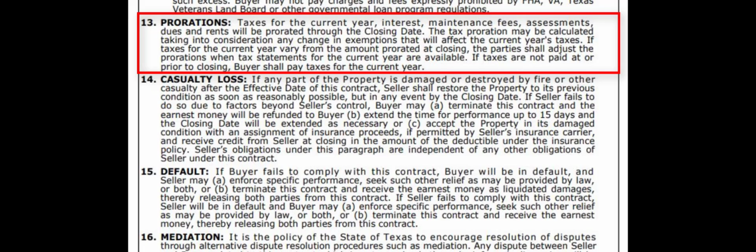All right, so just be careful when you're double checking everybody's numbers that you know what they're calculating on. So that's prorations. Everybody gets to pay their fair share of however much they own the property for that year.